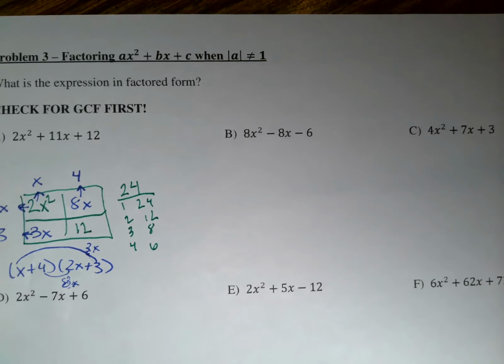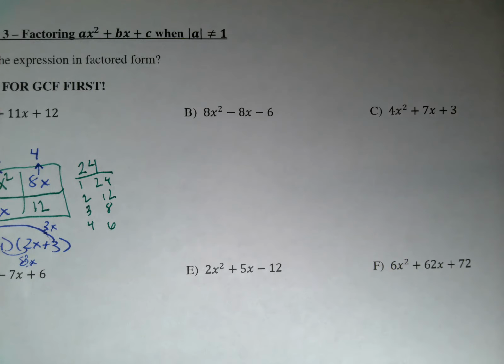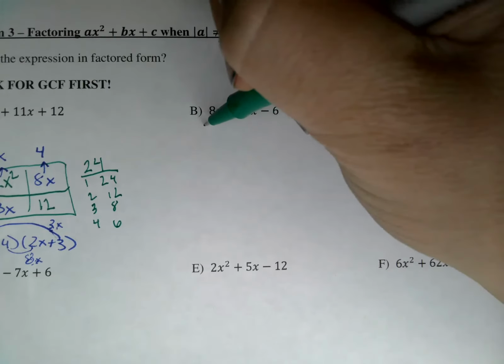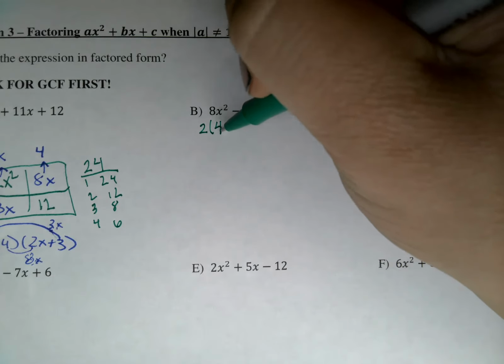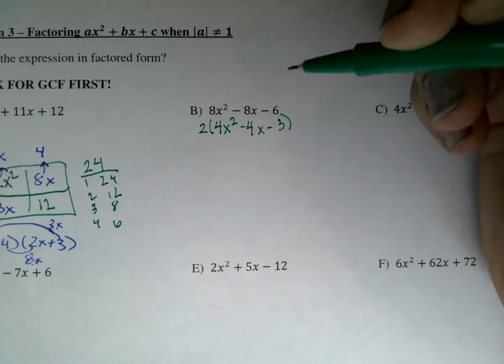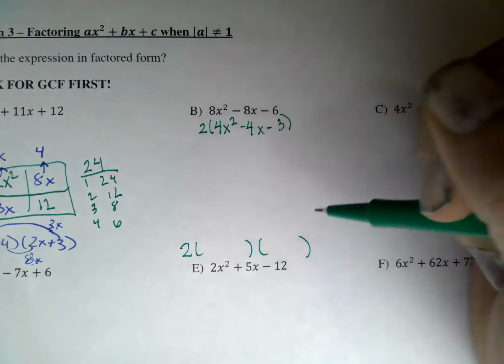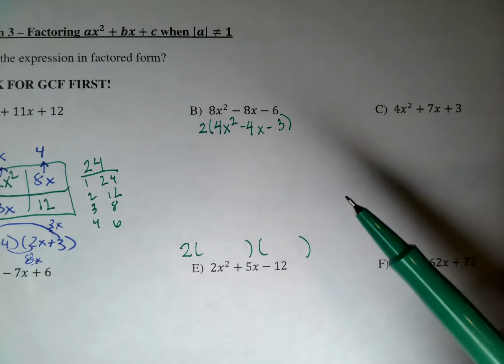So what about B? Again, first check for that GCF. What do you have in common that you can factor out? Well, all of these are divisible by 2. So I can take a 2 out of my equation, leaving me with 4x squared minus 4x minus 3. So now I'm going to actually already write my answer down here, making sure that I don't forget about that 2 I just took out.